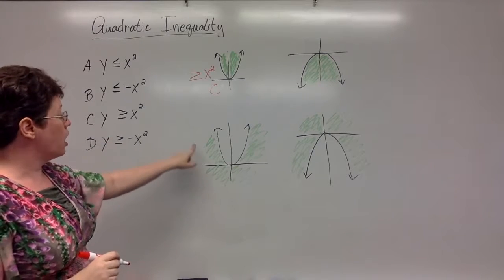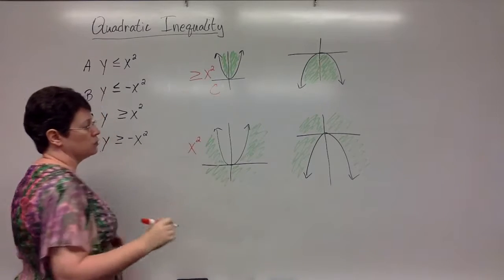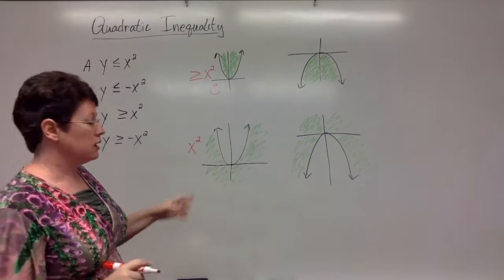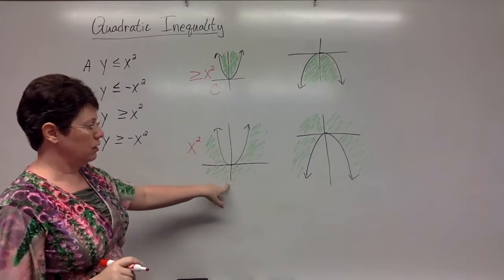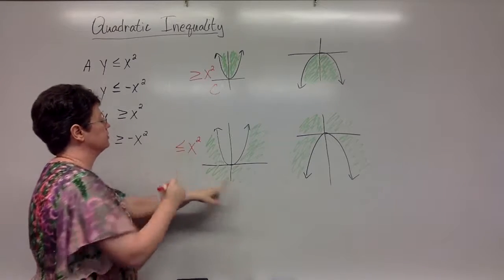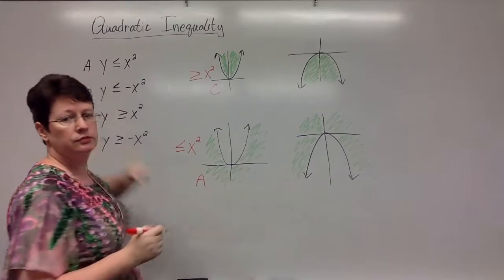Now, let's look at this one. This graph also has a positive x squared. Write that down. We know it's a positive x squared, but which part of the y-axis is shaded? Is it the top part or the bottom part? It's the bottom. The bottom is less than. So that would be letter A. All right?